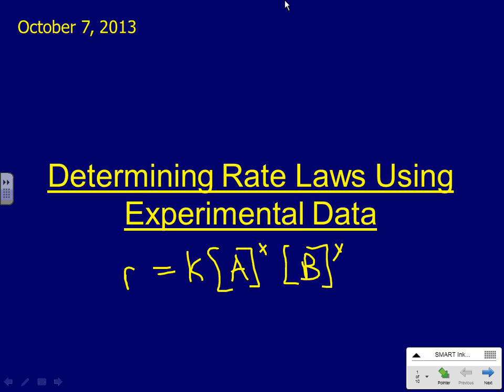So for today's lesson, essentially, we just want to find out what X and Y are. Once we've done that, we can ultimately get K, and once we have the entire rate law expression, we can figure out what the rate is, and we can use that equation to calculate various rates.